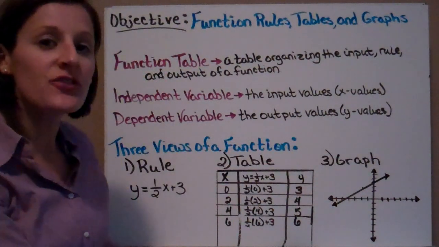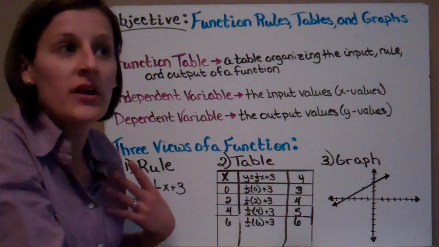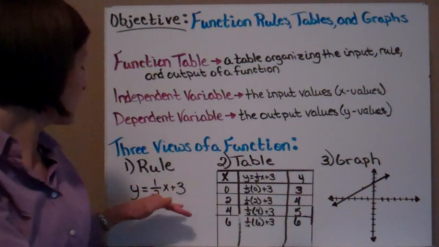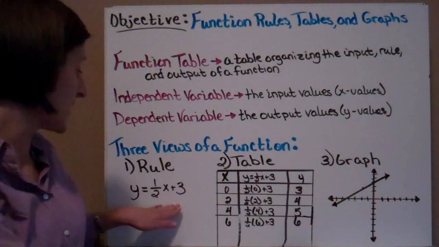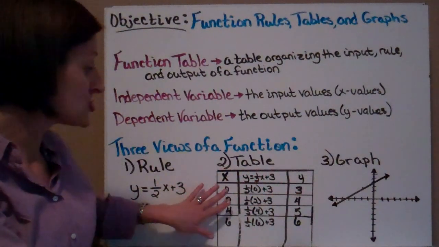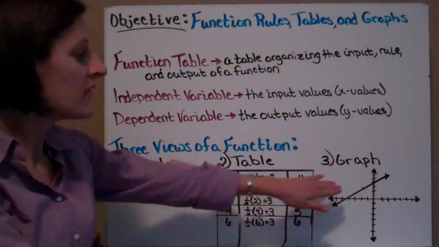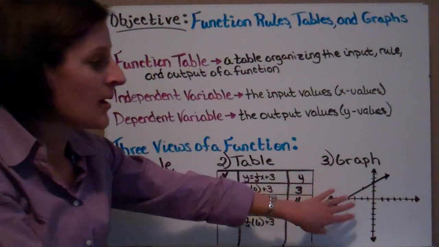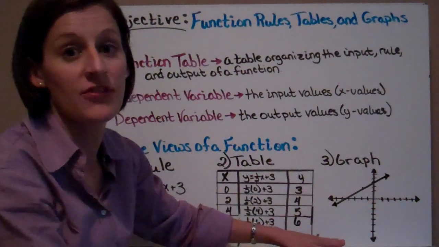So there's three different ways you can express, or basically view or illustrate, a function. The first way is the most common way, by using a rule, like y equals 1/2 x plus 3. The second way is by using a table to show your input values, which are x, and your output values. And the third way is a graph, by showing the trend, or basically the line of the function rule.